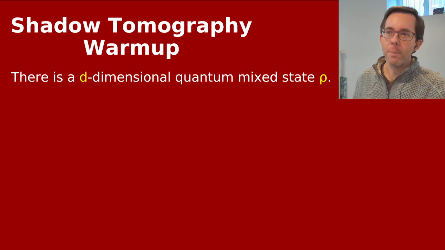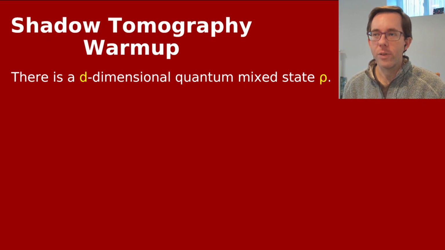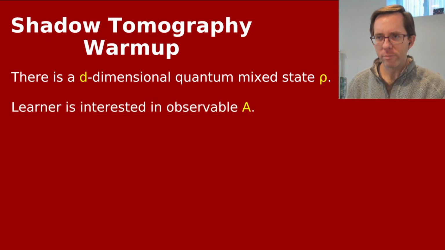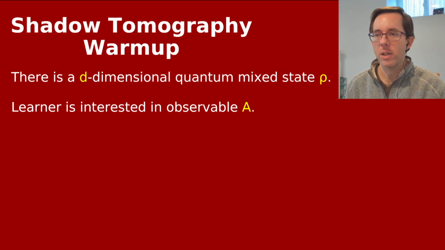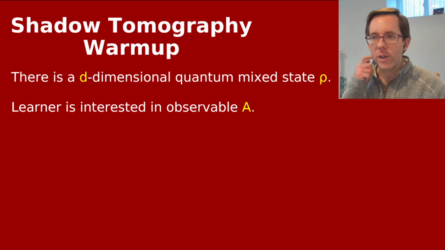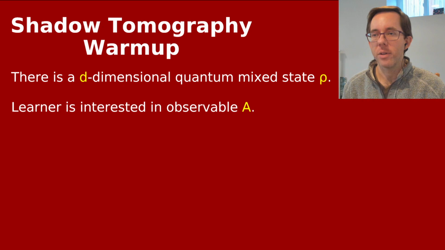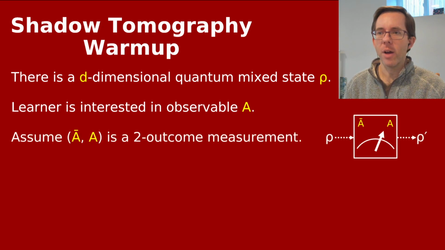So here in this warm-up, you have a d-dimensional quantum mixed state rho. You can think of this as a quantum source of randomness with d dimensions or d outcomes rather than a classical source of randomness. It's the state of some particles, maybe log d qubits. And again, you, the learner, are interested in some observable A. An observable is, well, it's actually a matrix, but it's the analog of a random variable in quantum probability. And let's assume that A is just a 2-outcome measurement. So really we have A and the complement of A, which is the identity matrix minus A.